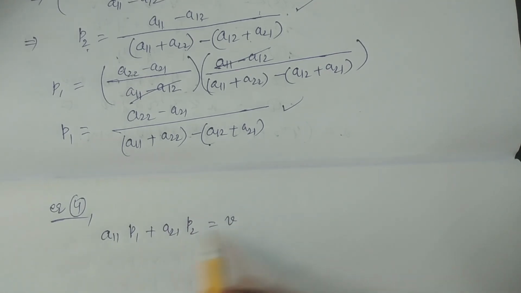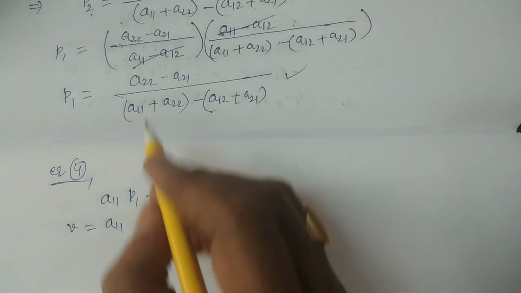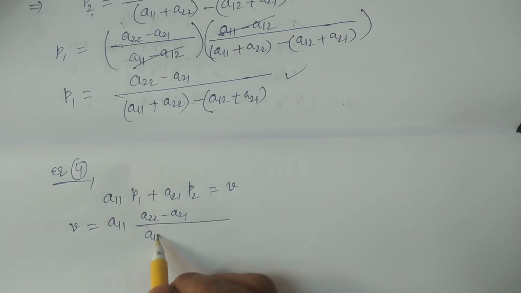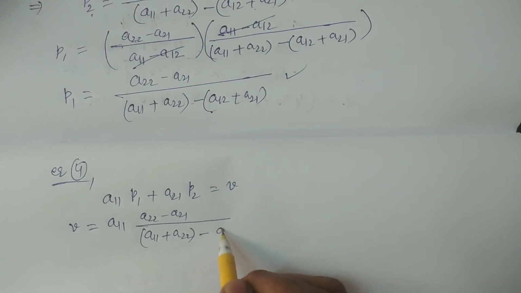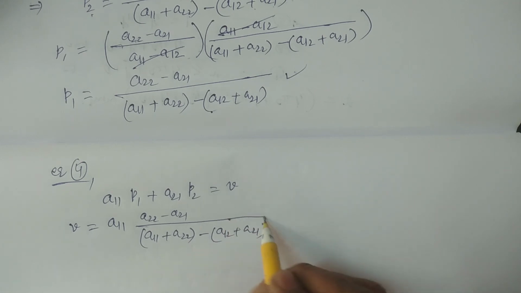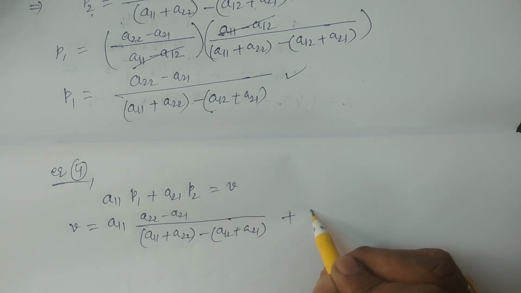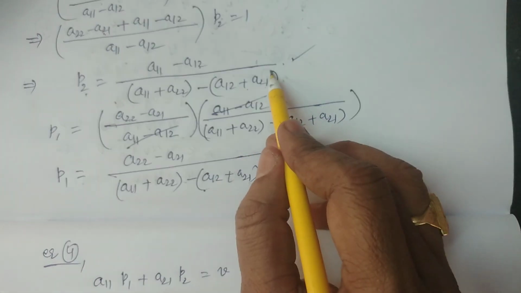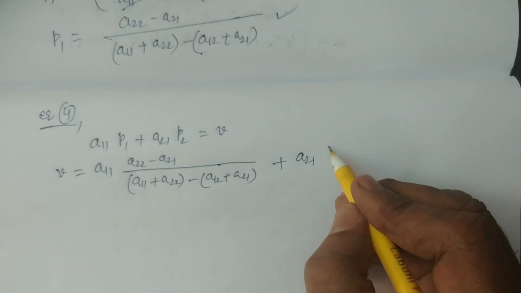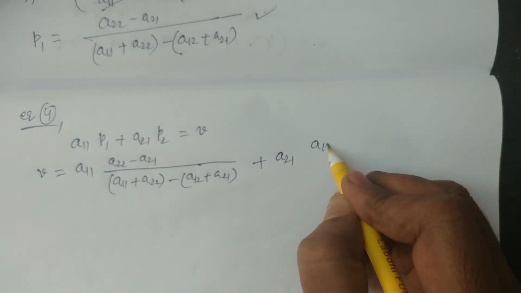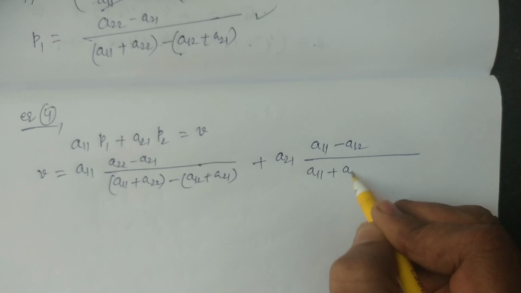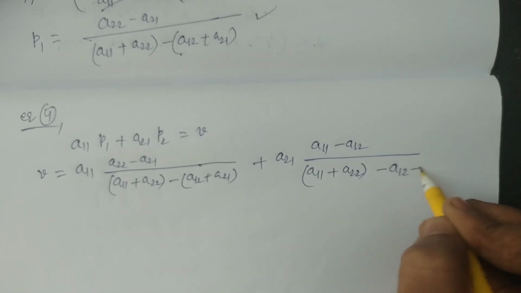To get the value of mu, if you substitute the values of P1 and P2, therefore mu is equal to A11 into P1. P1 is this: (A22 minus A21) divided by (A11 plus A22 minus (A12 plus A21)), plus A21 multiplied by P2. P2 value is this, you see this one. This is the value of P2 we got, that is (A11 minus A12) divided by (A11 plus A22 minus (A12 plus A21)).